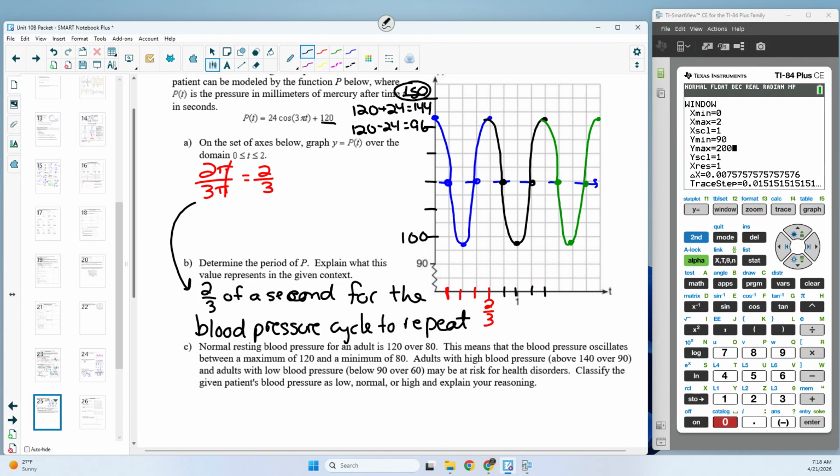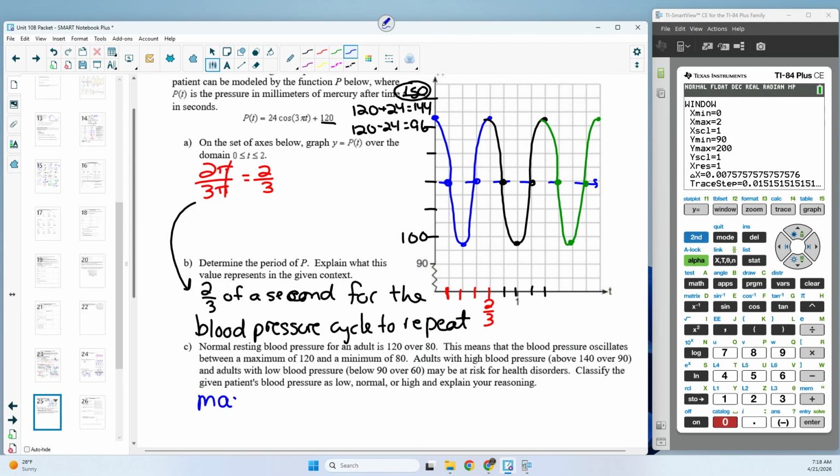Next question says, normal resting blood pressure for adults is 120/80. So the highest it goes is 120, the lowest it goes is 80. This means that the blood pressure oscillates between those two numbers. Adults with high blood pressure have above 140/90. Adults with low blood pressure have below 90/60. They could be at risk for health disorders. Classify this given patient's blood pressure as low, normal, or high.